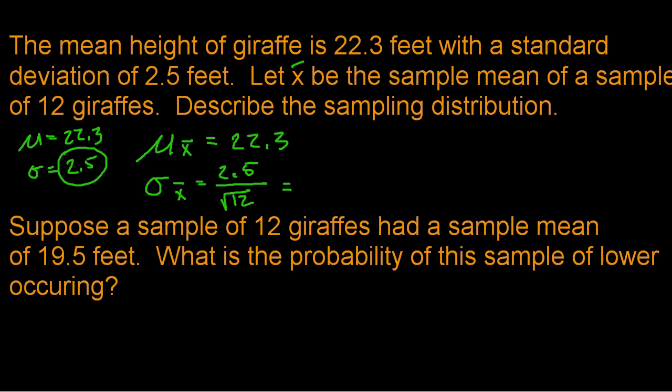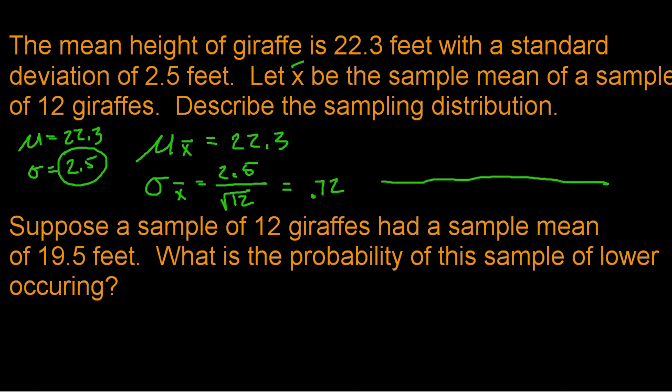Now keep in mind, this formula is only allowed to be used provided that our sample size is under 10% of the population. And I think it's pretty safe to say that 12 giraffes is under 10% of all giraffes. So I get a standard deviation of 0.72. All right, now I'm allowed to build my model, right?